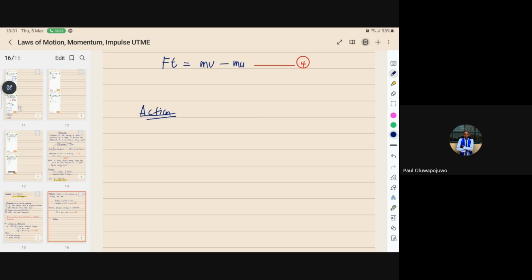So let's say that during collision, we'll have an object. Object A will push object B. And in turn, object B will push object A, right? Because of what? Newton's third law that said for every action, it has what? Equal and opposite reaction. So during collision, object A is going to push B and B is going to push A.